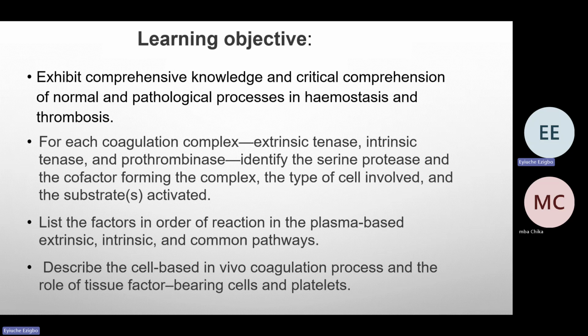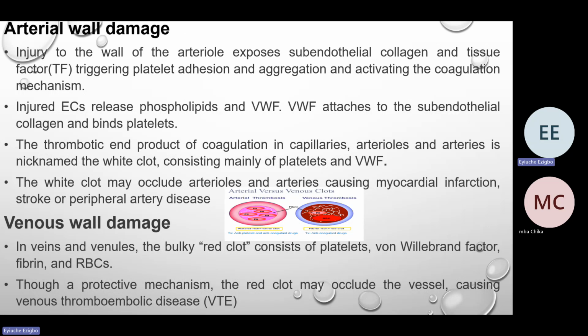We'll also be able to list the factors in order of reaction in the plasma-based extrinsic, intrinsic, and common pathways. You should also be able to describe the cell-based in vivo coagulation process and the role of tissue factor-bearing cells and platelets. These are the objectives, what we are supposed to know at the end of the lecture.